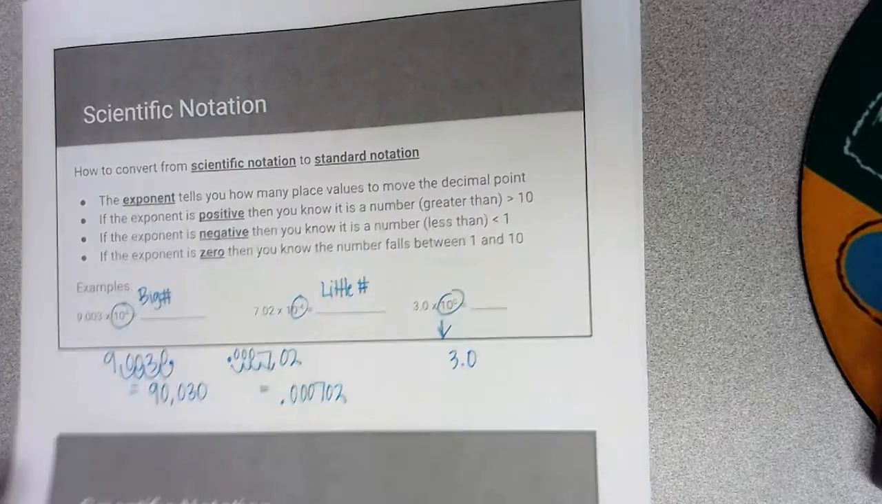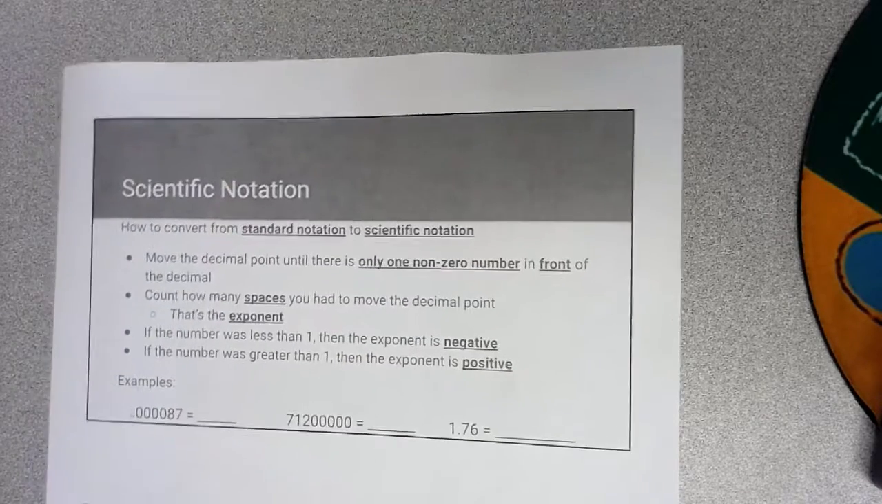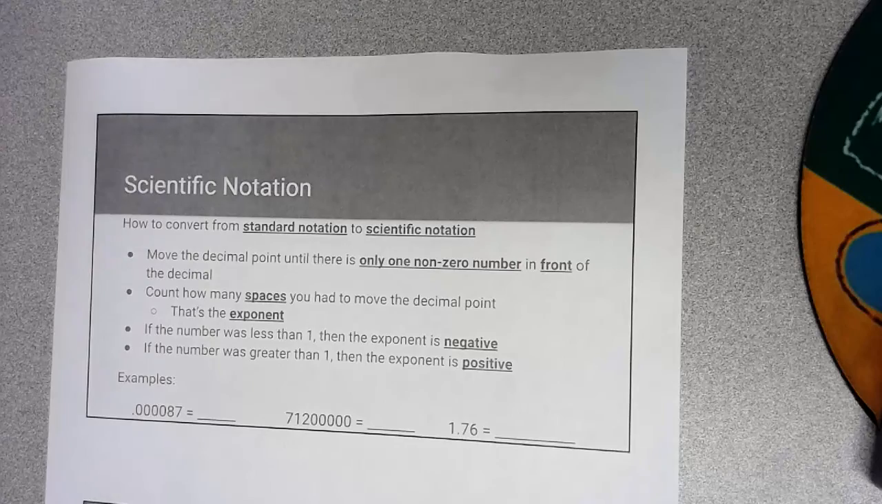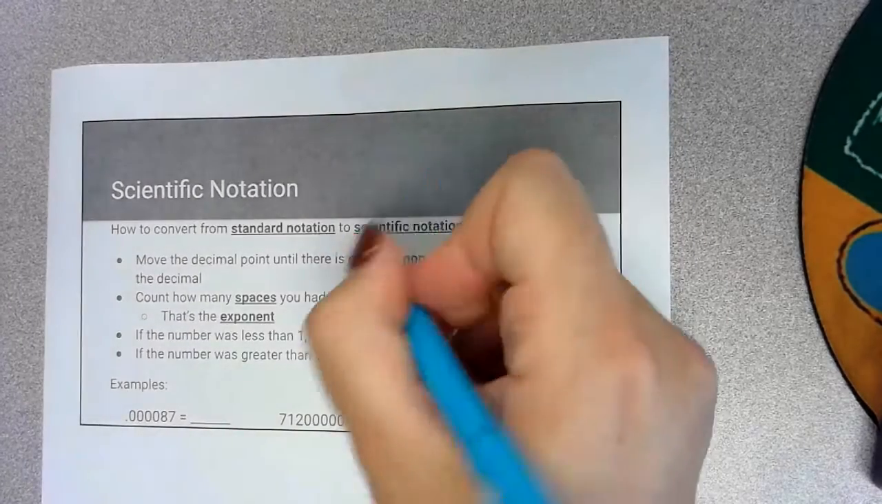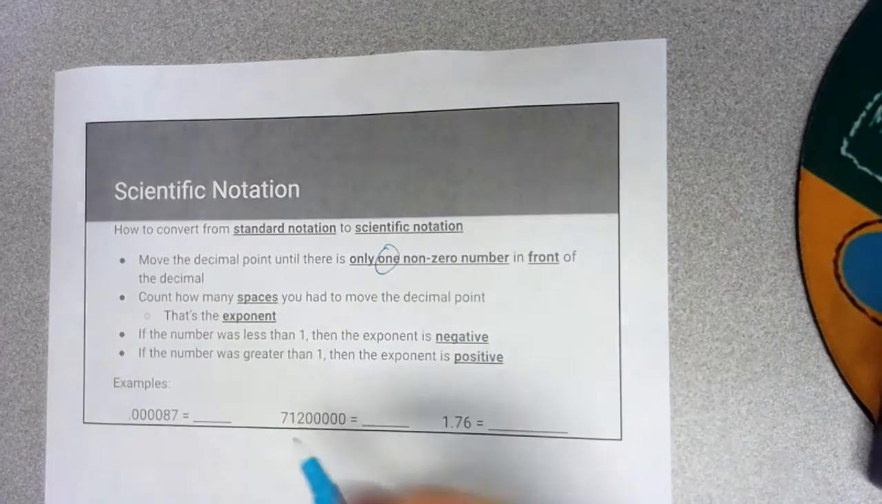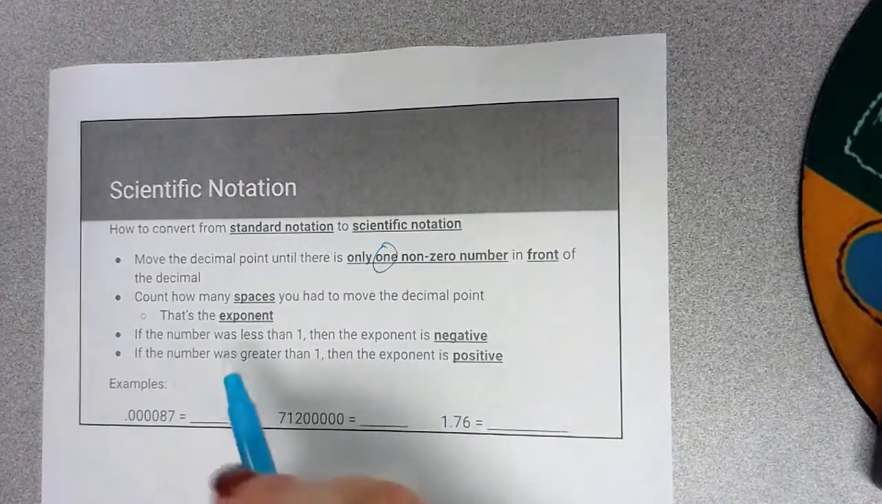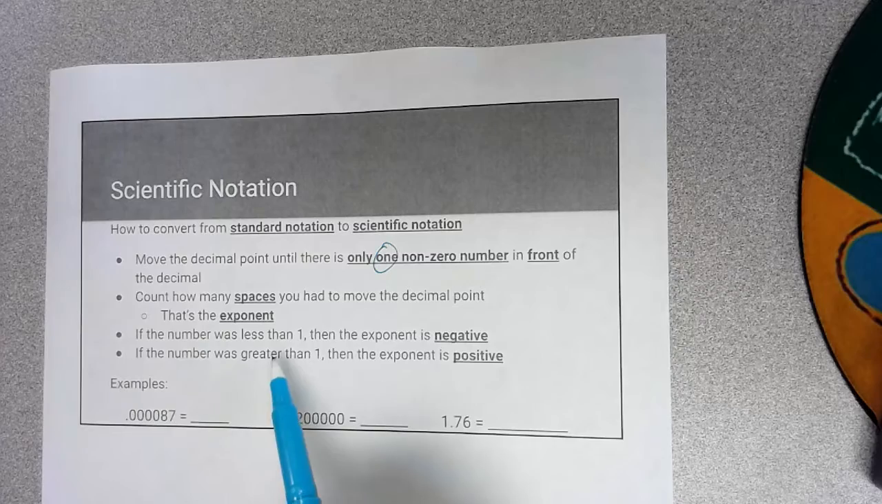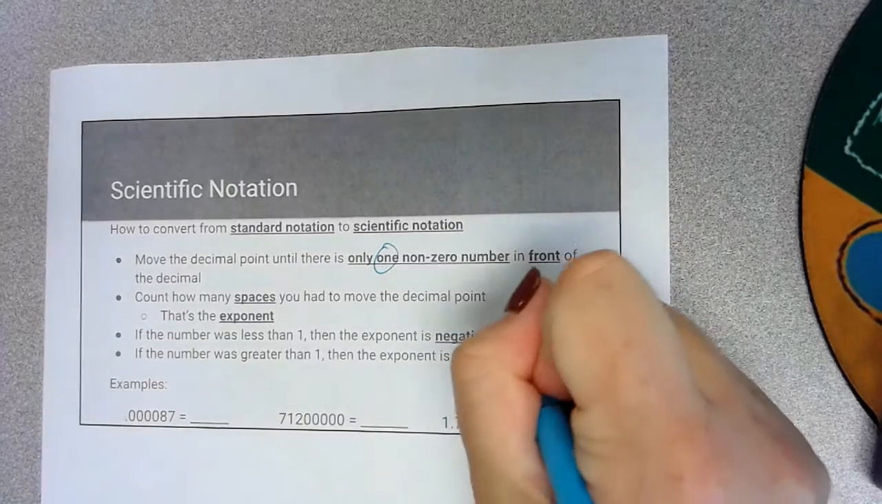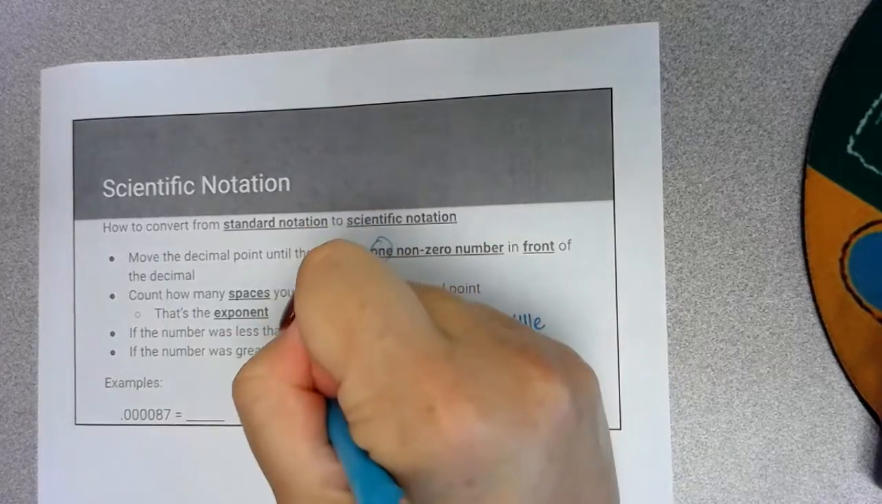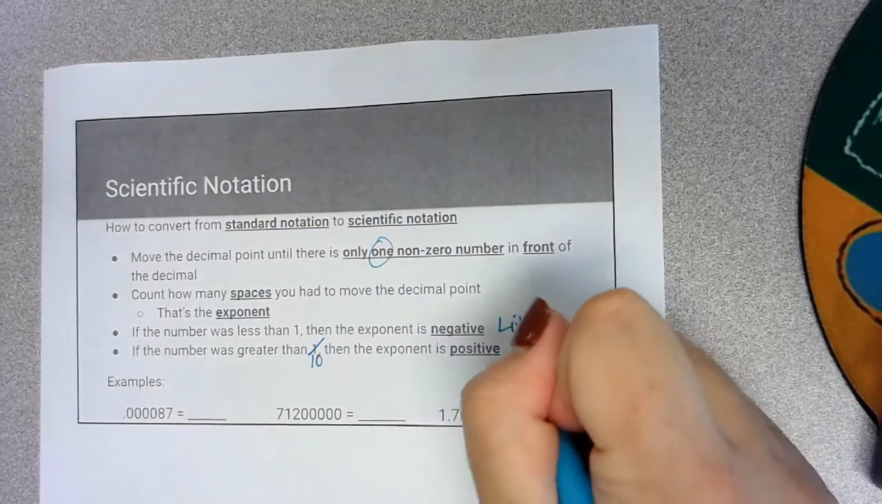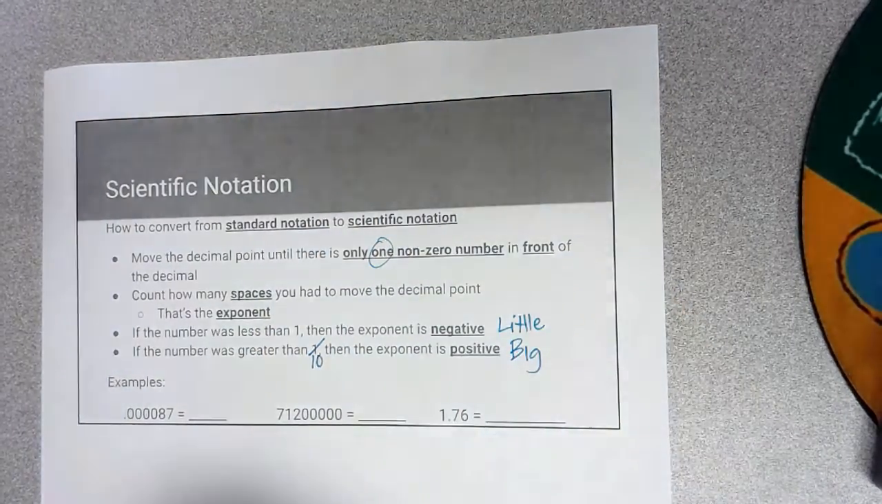Now to do the opposite of that, to convert from standard to scientific notation, we're going to reverse. So you're going to move the decimal point until only one non-zero number is in front of the decimal. You count how many spaces, and that's the exponent. Again, if you have a little number, it's less than 1, you're going to have a negative exponent. If you have a number that's greater than 10, then the exponent is going to be positive, so that's a big number. So let's do these examples.